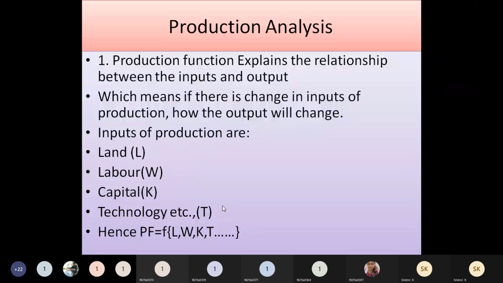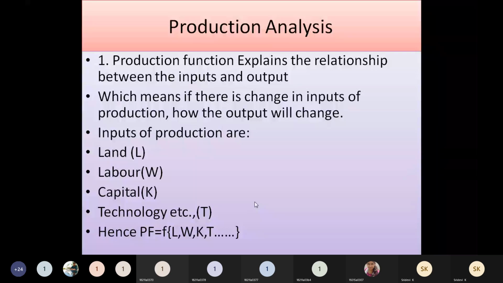Whenever you see that it is a production function, this may be asked in the short answer questions. What is production function? Production function is always related with the different inputs. How are they related? All the inputs are related with the output, which is mathematically shown in an equation, that is Pf is equal to f of L comma W comma K comma T. This is what you are going to explain whenever you see production function.